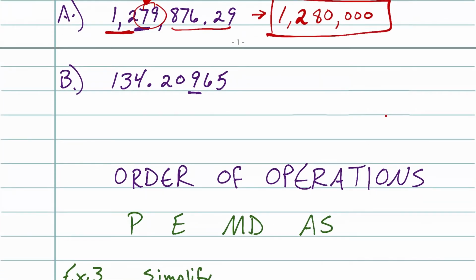Moving on to the next one, our decimal value that we're rounding to, this 9 place value there, is in the thousandths place. This is the tenths place. This is the hundredths place. So this is the thousandths place. Okay, 9 is in the thousandths. So the 134.2 will definitely show up again.